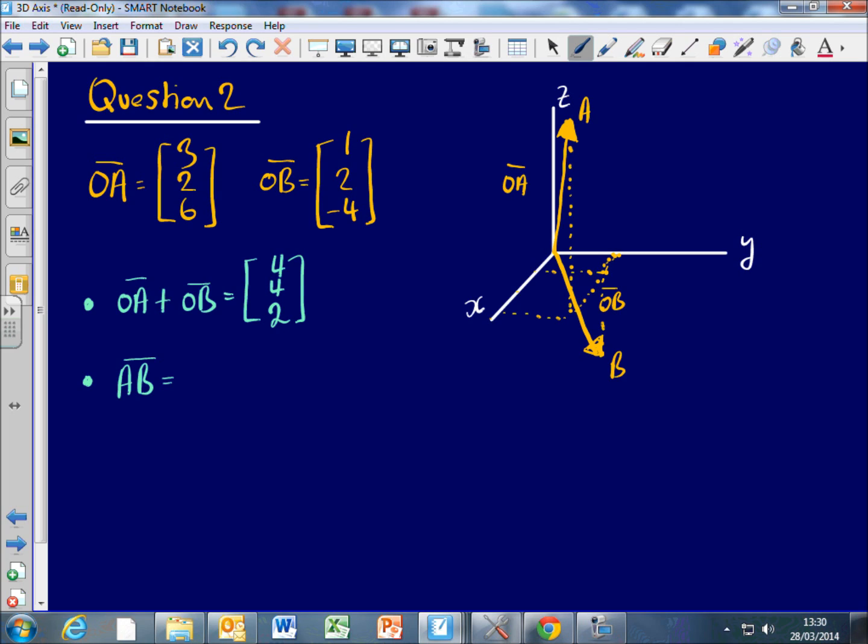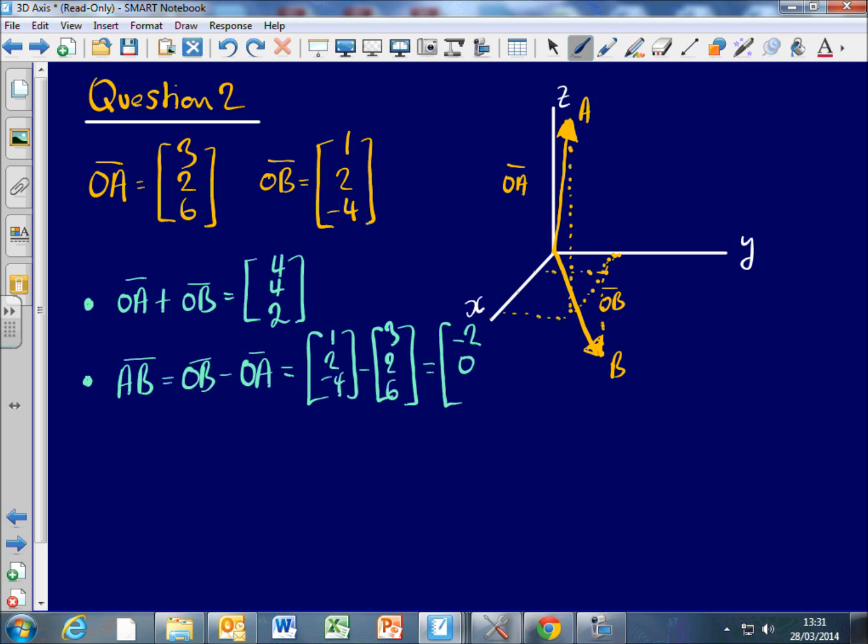How do I work that out? Can you remember? It's O to B minus O to A. So that's going to be 1, 2, minus 4, take away 3, 2, 6. And what do I get? Minus 2. Is that 0?